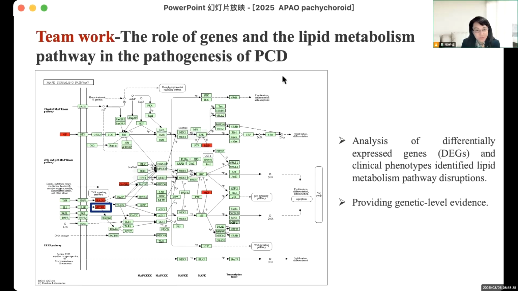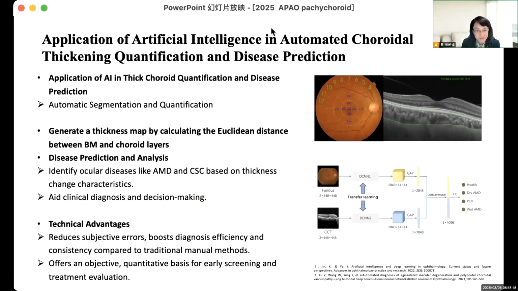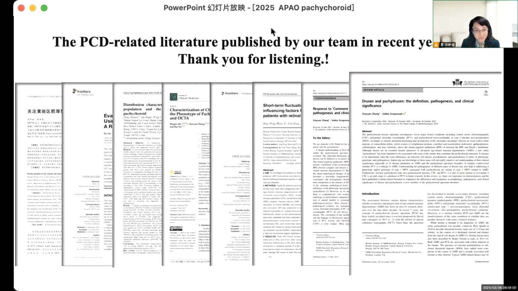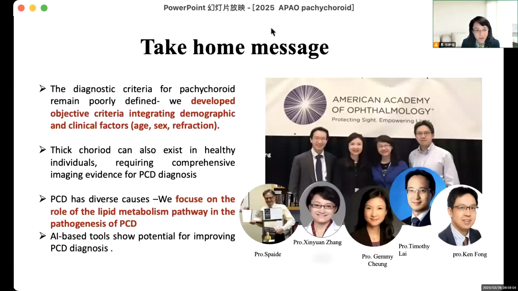Furthermore, we also found that genetic polymorphisms and the lipid metabolism pathway are also differentially regulated in the pathogenesis of PCV and neovascular AMD. Our team is also using AI to further investigate the clinical phenotype differences between different phenotypes of pachychoroidal diseases. Till now, we have published several manuscripts and research is still going on.